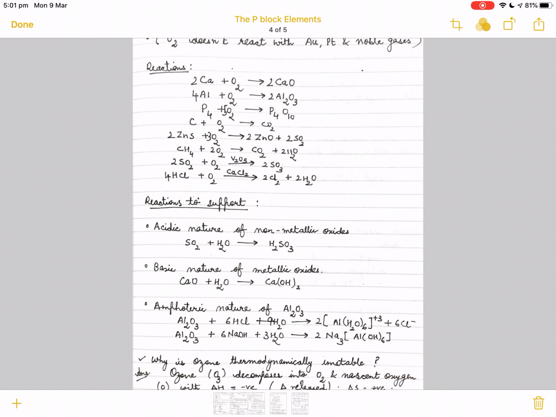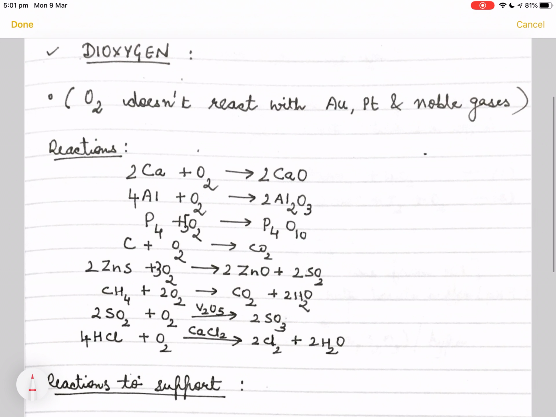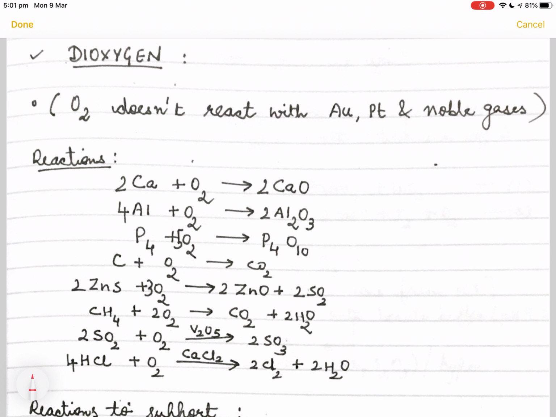So let us go ahead. Let me just take a marker for you so you can easily understand. Okay. So now we are going to talk about dioxygen, because oxygen was the first member of this group, and we had already discussed its anomalous behavior. It has a small size, high electronegativity, and absence of d orbitals. All these points we have already discussed in the previous video.